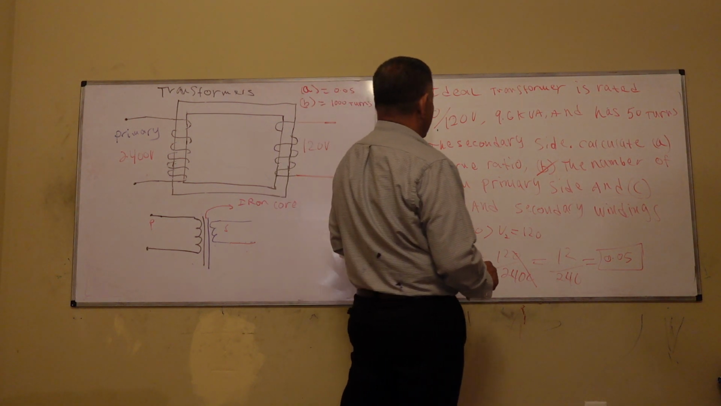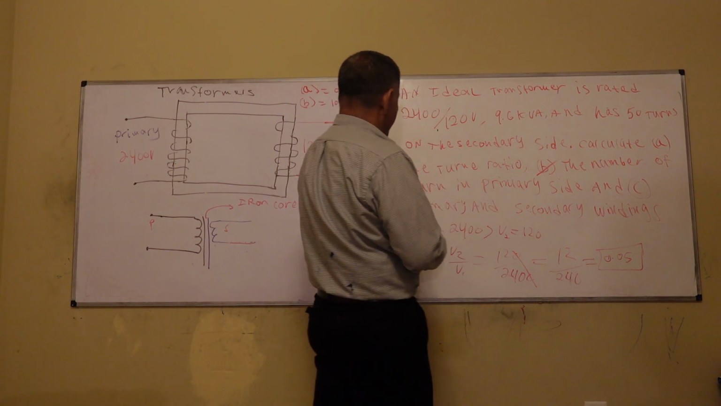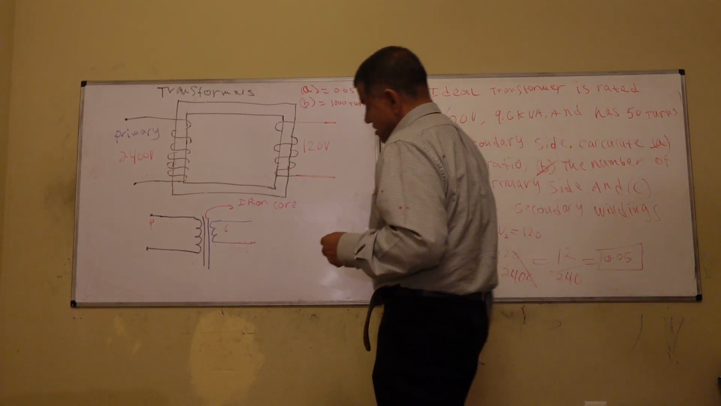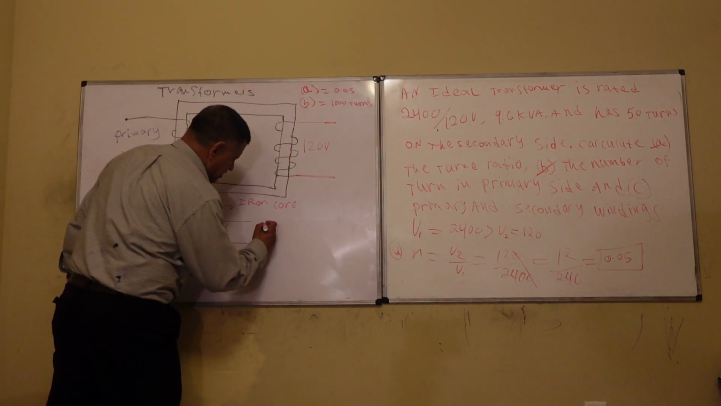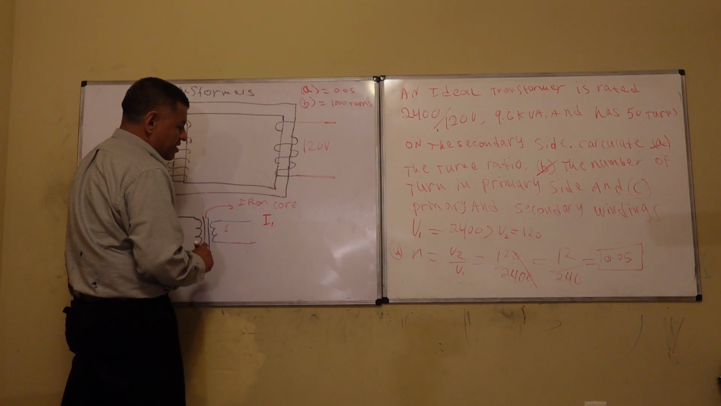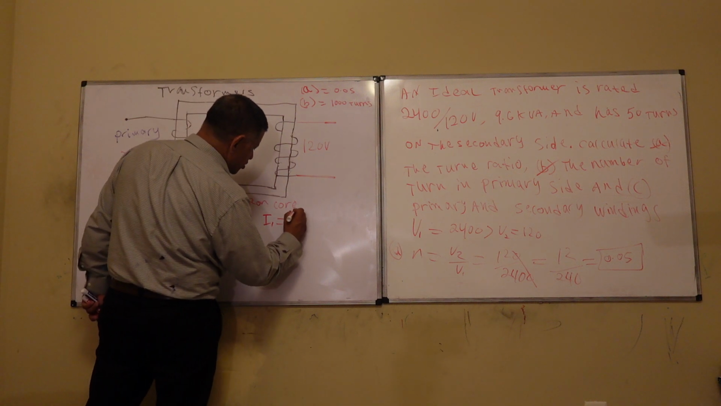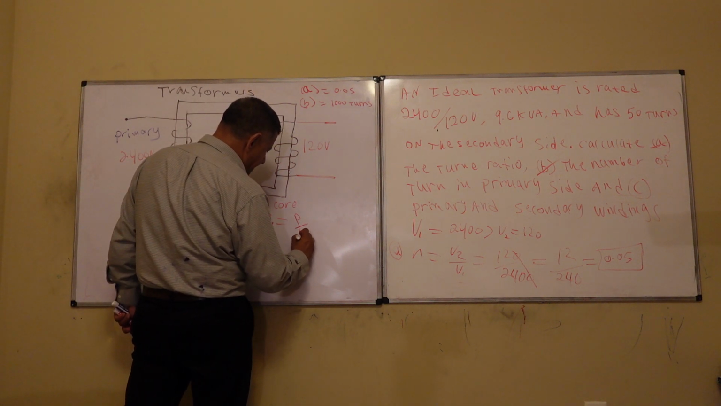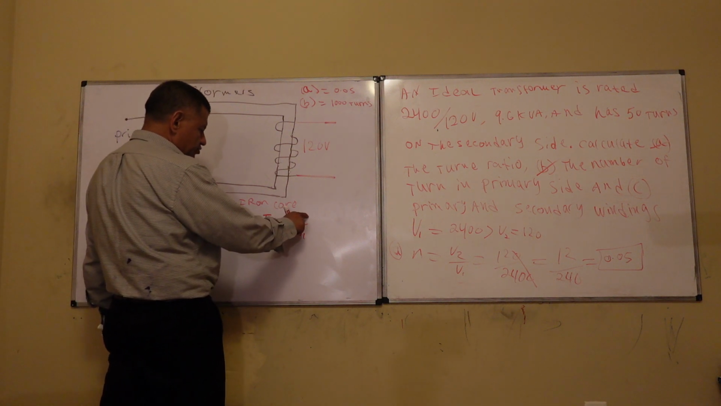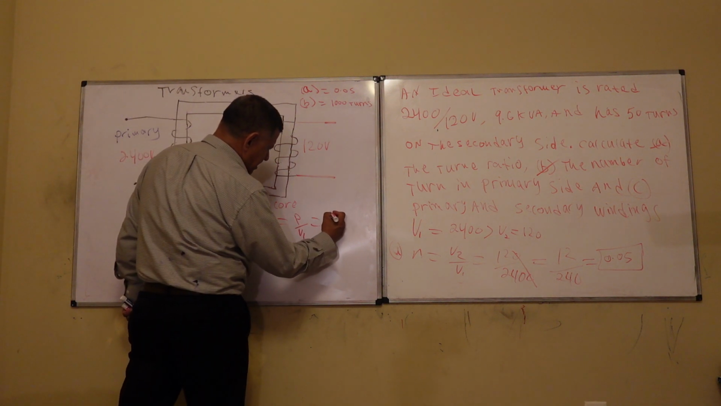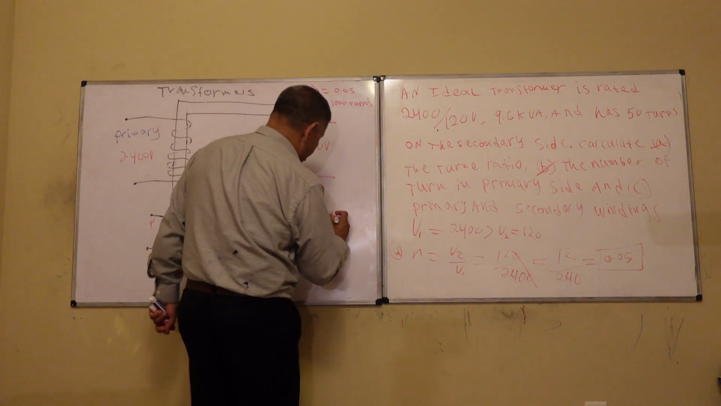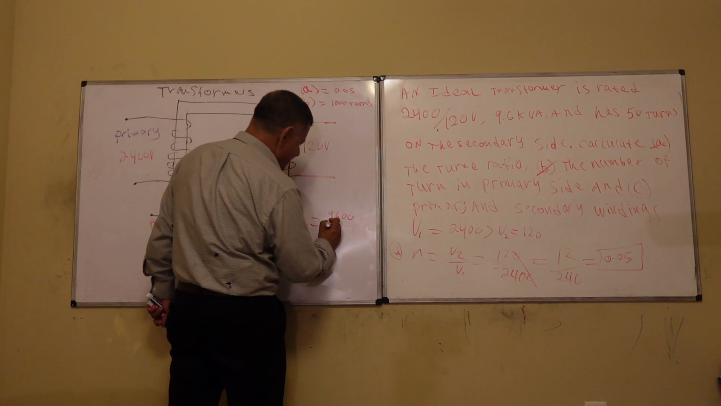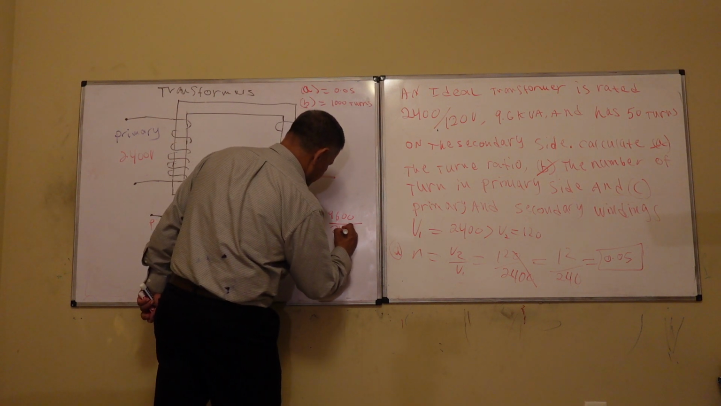So let's knock this out quick. I1, the primary current, is equal to power over V1, which is equal to 9,600 divided by 2,400 volts.